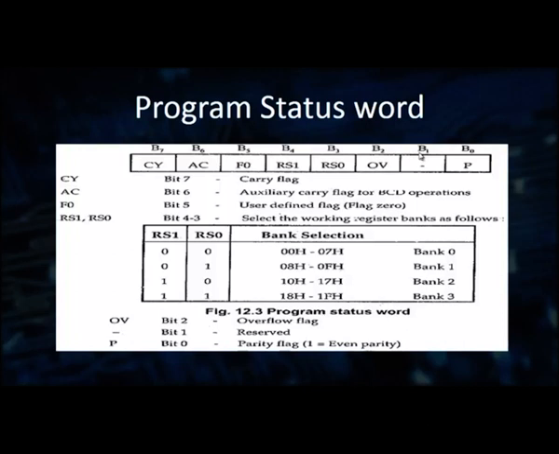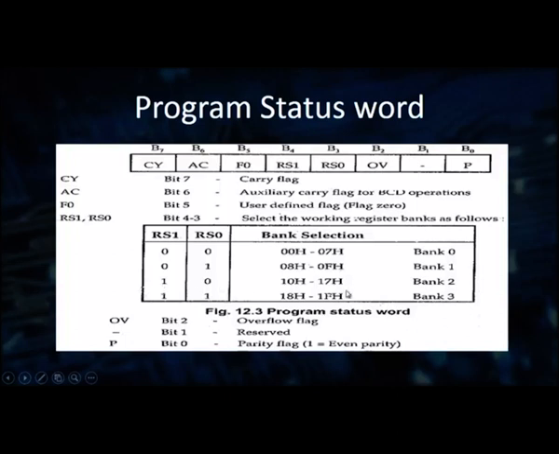The next 2 bit positions, RS1 and RS0, are used to select the register bank. Already we have discussed that we have 4 register banks, denoted B0, B1, B2, B3. So, which bank we want to use depends on these 2 bit positions. If RS1 and RS0 are 00, then bank 0 will be selected. If it is 01, bank 1 will be selected, 10 means bank 2, and if both bits are 1, then bank 3 will be selected. Okay.